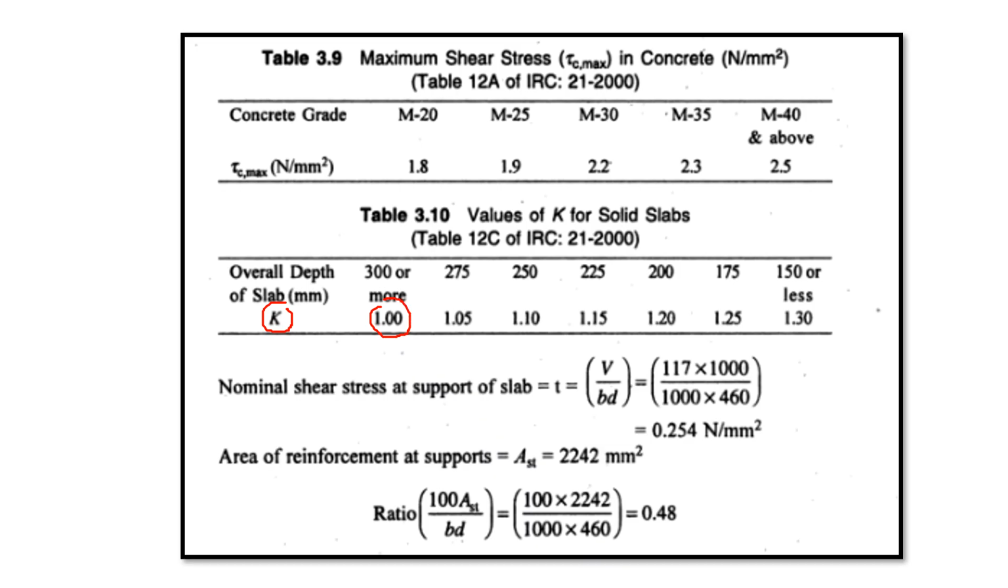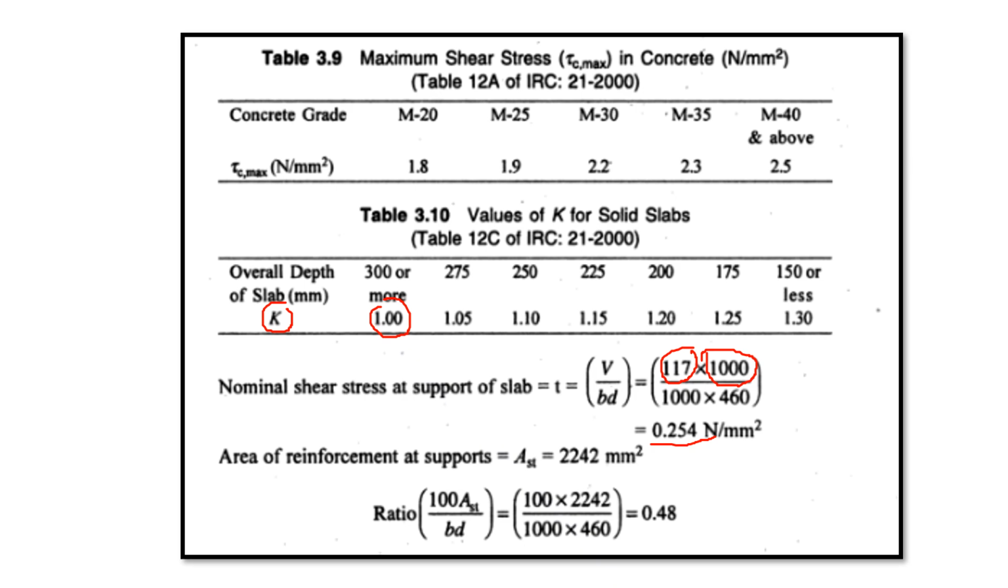So the normal shear stress tau V is equal to V divided by B D. The shear force is 117 multiplied by 10 to the power 3, divided by B into the effective depth, which is 460 mm. So the design shear stress is found to be 0.254 Newton per mm square.